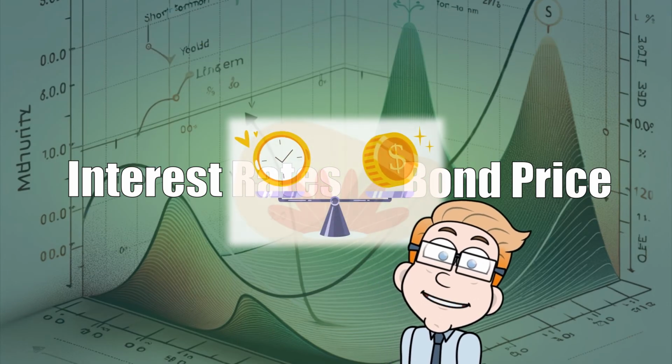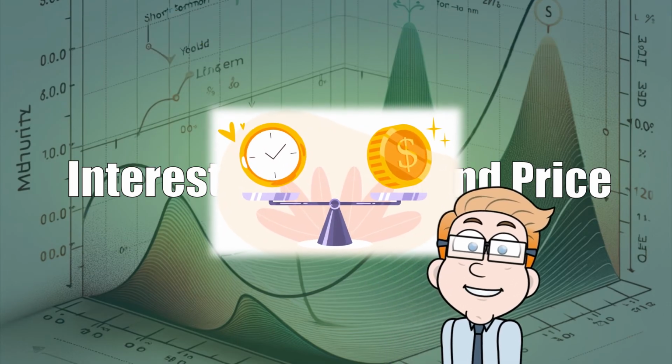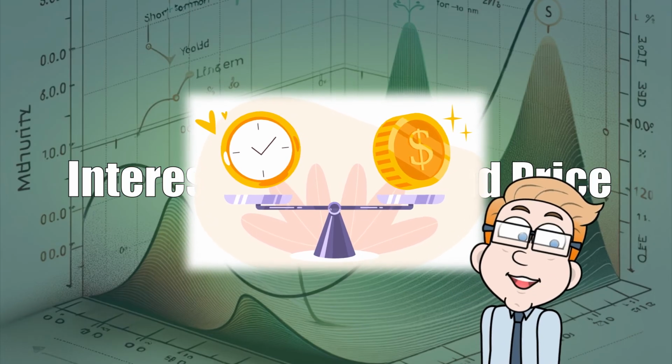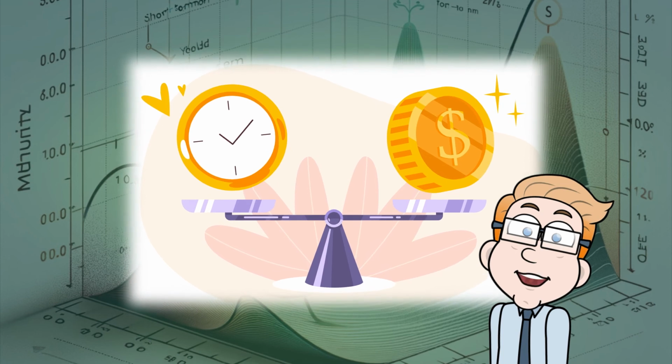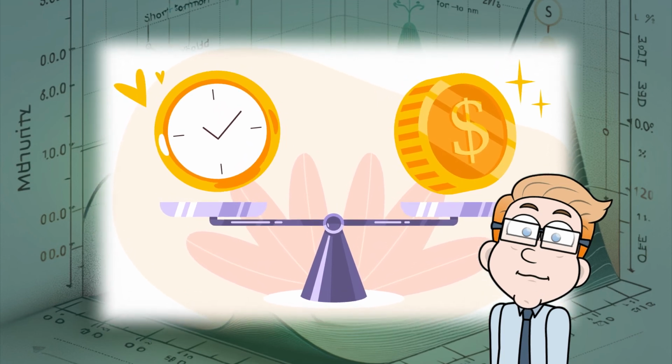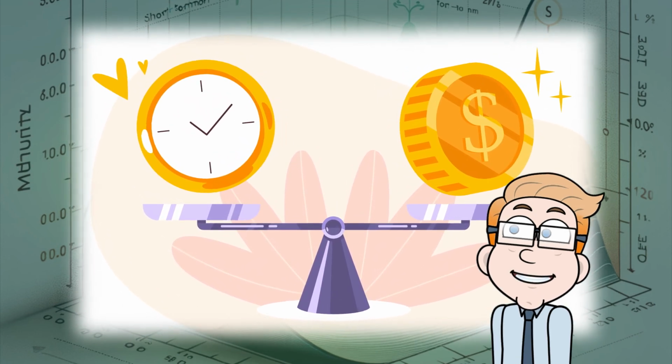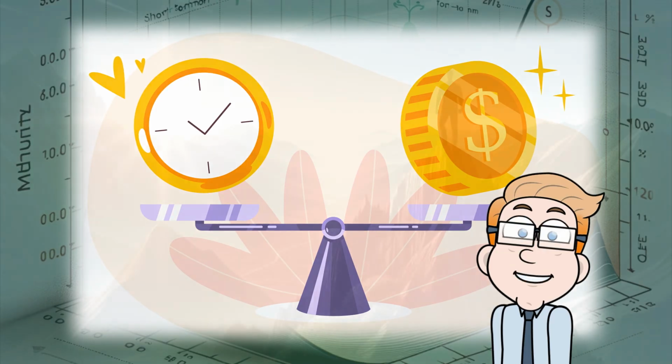Bonds also come with varying maturities. Short-term bonds may mature in a year or less, while long-term bonds can last for decades. The maturity date is important because it affects the bond's sensitivity to interest rate changes and the overall risk profile.